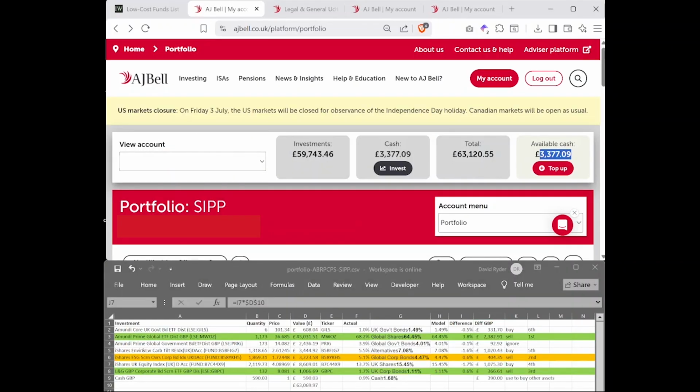Ooh, I've got lots of cash. Look at all of that. So in theory, I should be able to invest. It says I can, so we shall see.